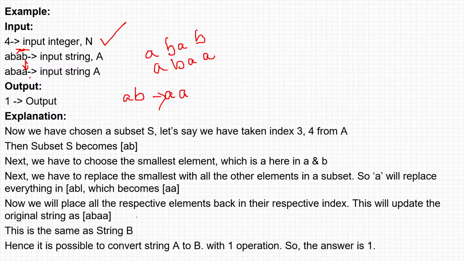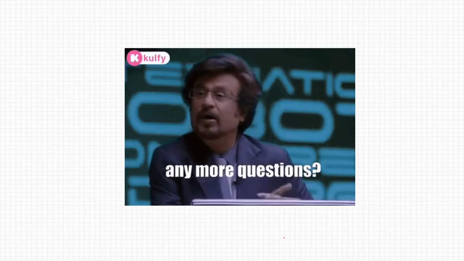So we will check now. The converted string ABAA is the same as the original string B. So there was only one operation required to convert string A to string B, that was converting this B from string A to A. That is why the number of operations is 1.